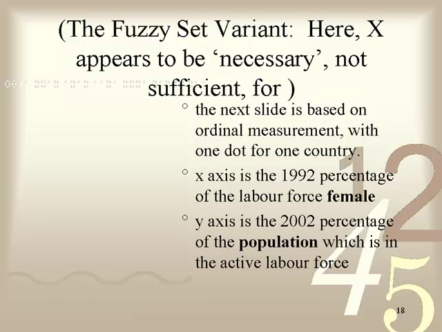So returning to what is a fuzzy set variant then, we can ask whether X appears to be necessary for Y, even for cardinally measured, quantitative, scaled, or ordinal variables. And fuzzy set QCA really refers to ordinal memberships in sets.